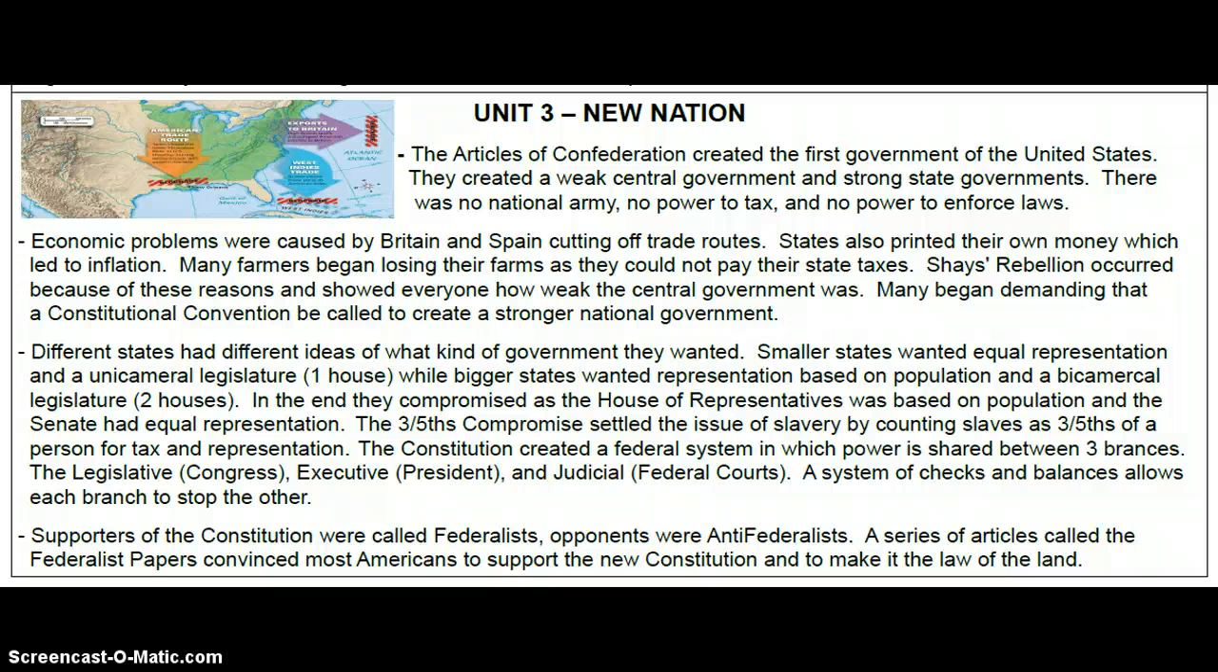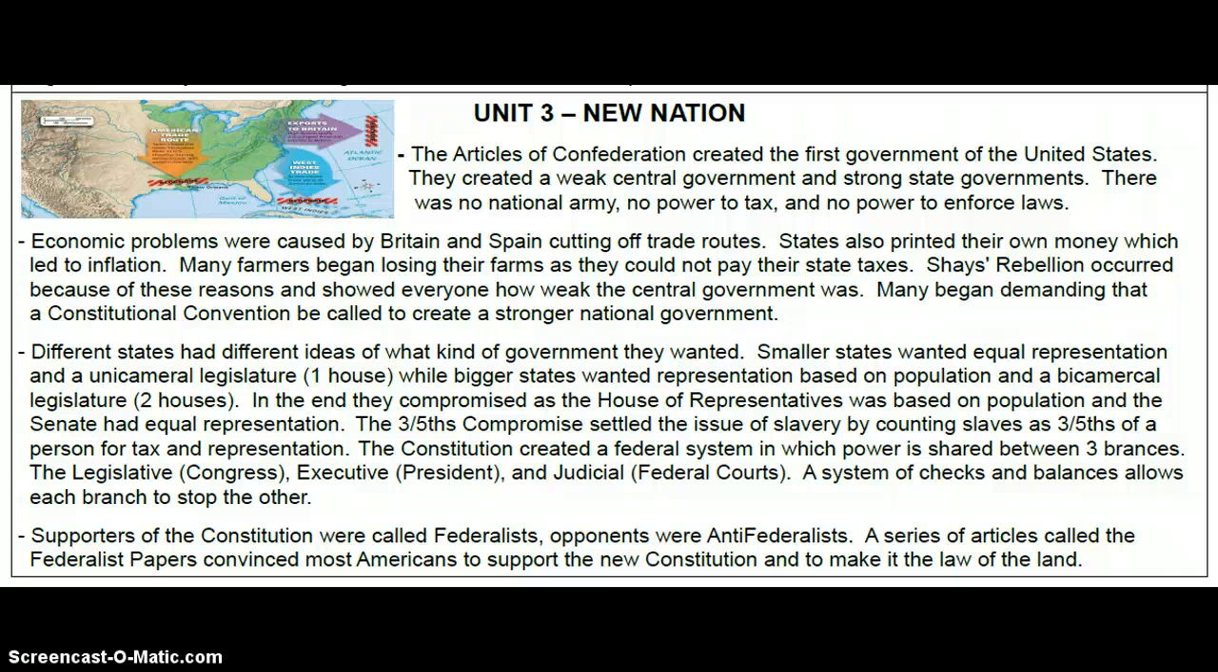Economic problems were caused by Britain and Spain cutting off trade routes. States also printed their own money, which led to inflation. Many farmers began losing their farms as they could not pay their state taxes.